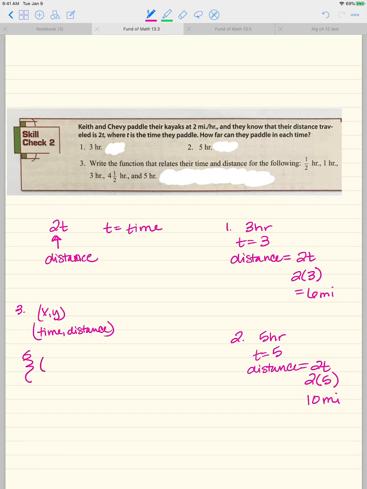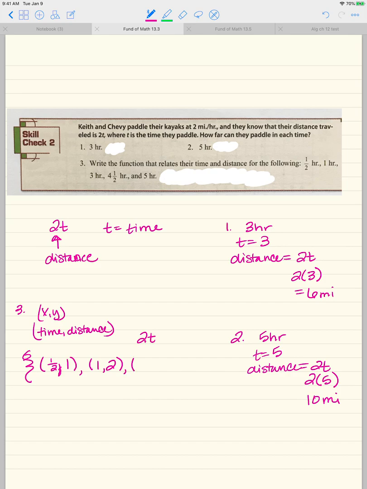Okay, so for point 1 in our function here, we're going to have a time of 1/2. Okay, how do I figure out how far they traveled? I do 2 times the time. So what is 2 times 1/2? 1. So in 1/2 of an hour, they travel 1 mile. There's my first coordinate point of this function. My second coordinate point is going to be how long do they travel in 1 hour. So 1 hour is my time. Plug in that 1 hour into 2 times t. So 2 times 1 is 2. They travel 2 miles in 1 hour.